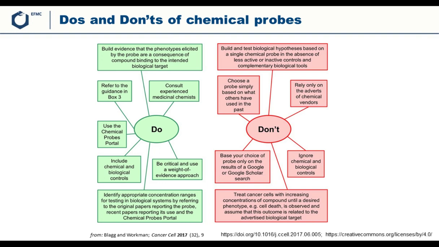This paper, cited here in Cancer Cell, assembled this very nice do's and don'ts for chemical probes. We won't go into all of that. These are very simple guidelines, such as consulting experienced medicinal chemists to look at the structure, rather than choosing a probe simply based on what others have used in the past. Go over it. This is a very useful exercise to do before using a probe.